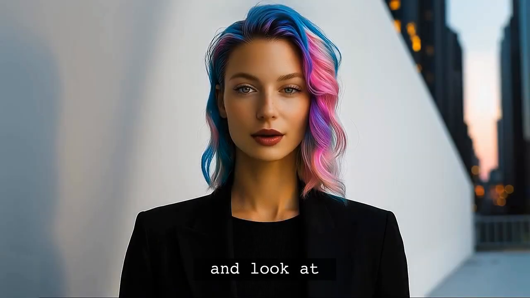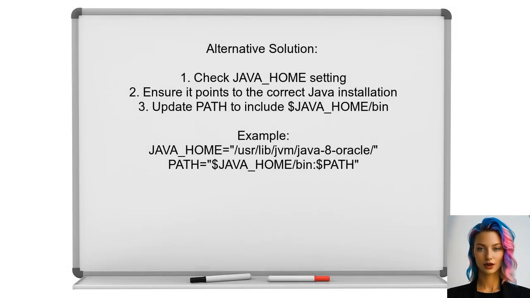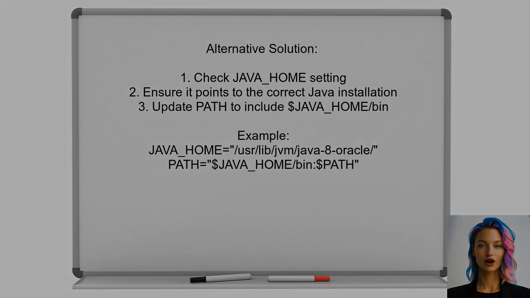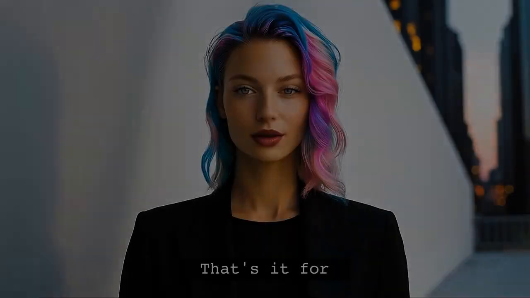Let's move forward and look at another answer. An alternative solution suggests checking the Java Home setting in your environment file. The user points out a mismatch between the Java Home path and the error message. They recommend ensuring that Java Home points to the correct directory where Java is installed. Additionally, they advise updating your path to include the bin directory of Java Home. The user also mentions that they typically install Oracle JDK or JRE in a separate directory, like /usr/local/jdk1.8.0, which can help avoid such issues. That's it for that response.